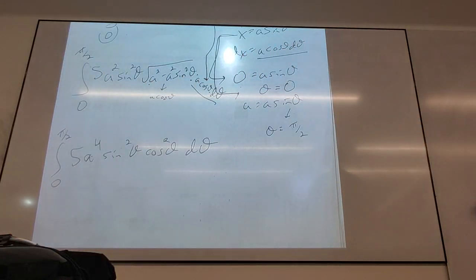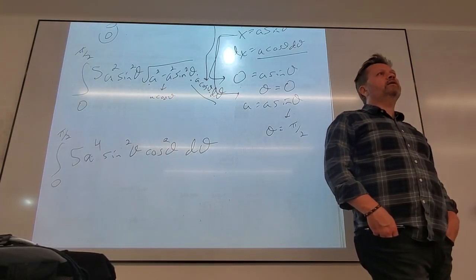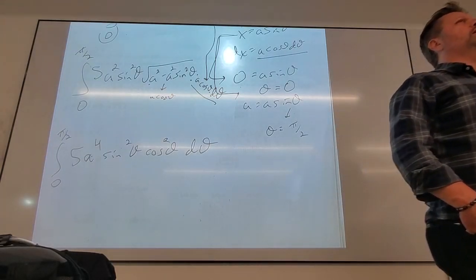Now you have a choice to integrate this. Can anyone tell me what sucks about the powers on the sine and the cosine? They're both even, which means neither one has an extra to give, which means you're going to have to use... You do have a choice though. What is sine theta cosine theta? What's 2 sine theta cosine theta?